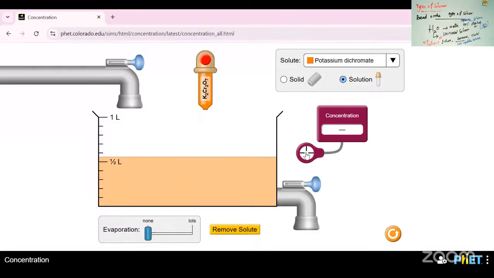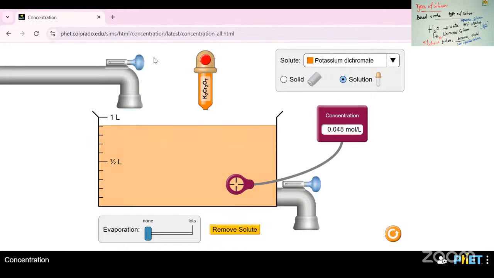What is the concentration? It is 0.050 mole per liter, because a lesser amount of solute is added here. So the concentration level is very low. Add some amount of potassium dichromate, the concentration level is increased. When the solvent level increases, the concentration also decreases. So depending upon the solute, the concentration level is changed.